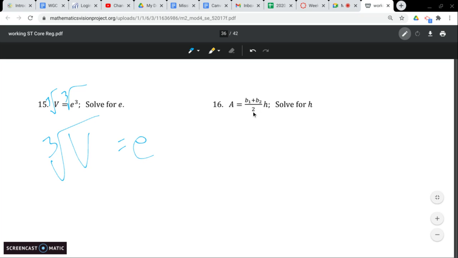All right, and the last one, 16, we want to solve for h. So we have b sub 1 plus b sub 2 divided by 2 times h. So we want to divide by all of this, which is the same thing as multiplying by its reciprocal. So that means we're going to have a times 2 over b sub 1 plus b sub 2 equals h. There's our answer.